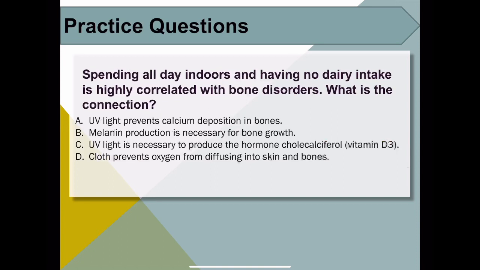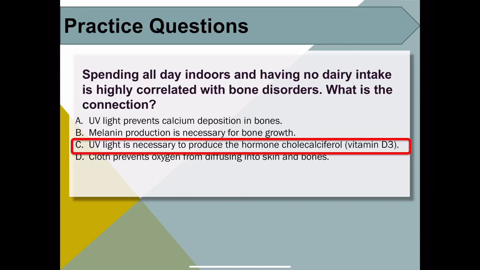Spending all day indoors and having no dairy intake is highly correlated with bone disorder. What is the connection? Remember, UV light is necessary for producing a hormone called cholecalciferol, or vitamin D3, which then makes calcitriol. Calcitriol is then what promotes calcium ion absorption within the small intestine.